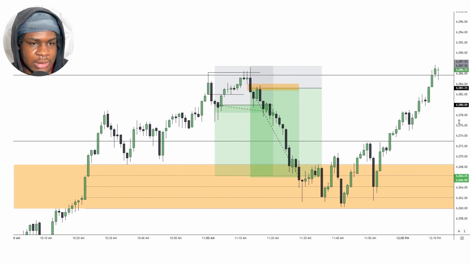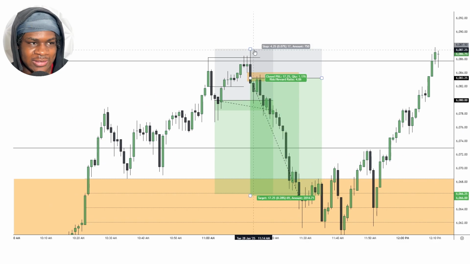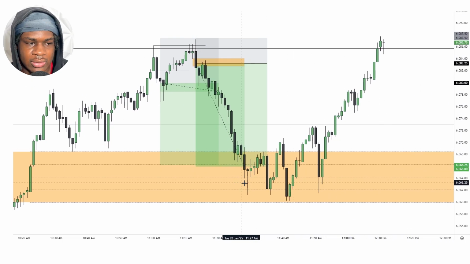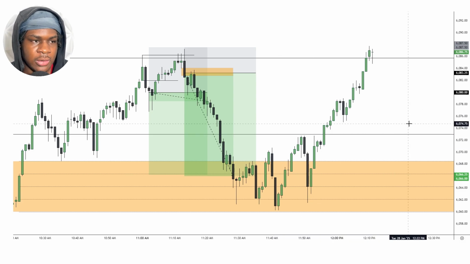So we're able to short at these exact highs here, calling the exact high of the day, and we're able to buy back here at these exact lows perfectly.